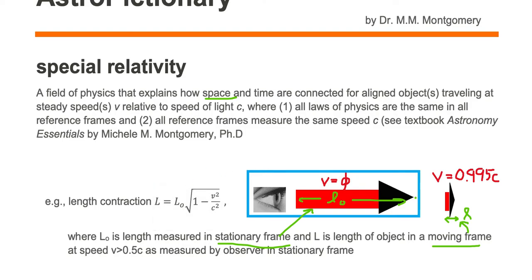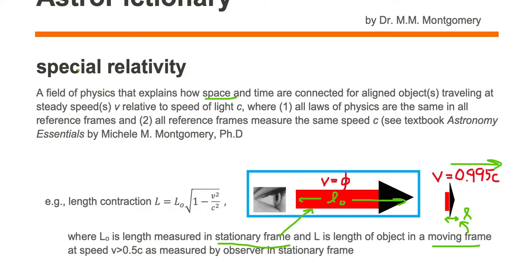So they're going to observe this original length L naught to be contracted to a smaller length of L, and that new length L that they're looking at the object in the sky is equal to the original length L naught multiplied by the square root of 1 minus v squared divided by c squared, where v is the speed of the object moving in the moving frame. So the speed is 0.995 c. You plug this into this equation relative to the speed of light c and solve, and you can find out what the new length is based on the original length.